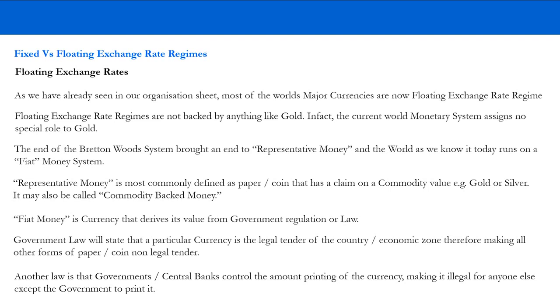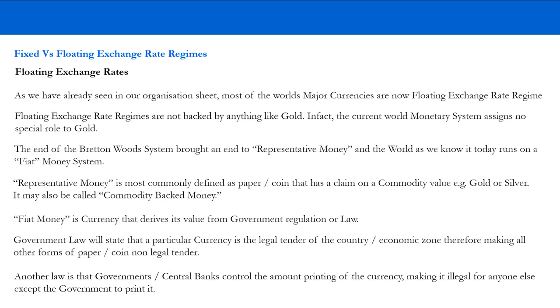Representative money is most commonly defined as paper or coin that has a claim on a commodity, for example gold or silver. It can also be called, quite generically, commodity-backed money. Fiat money is currency that essentially derives its value from government regulation or law. The government law basically just states that a particular currency is legal tender of that country or economic zone, and that makes all other forms of paper or coin non-legal tender.